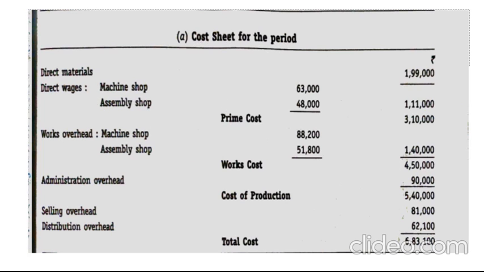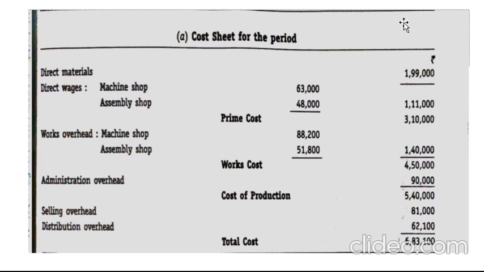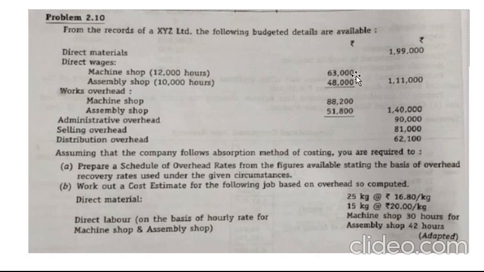Your direct materials is 1,99,000. You have considered 1,99,000. Then direct wages, there are two shops. For direct wages, you will be paying wages for machine shop as well as assembly shop. For machine shop, how much is your direct wages? 63,000 and 48,000. The 63,000 is for machine shop which has worked for 12 hours, and for 10 hours, they are getting 48,000. So your total direct wages is 1,11,000.